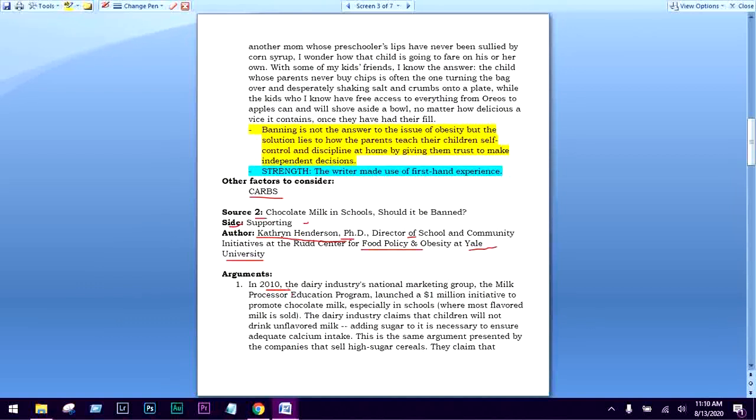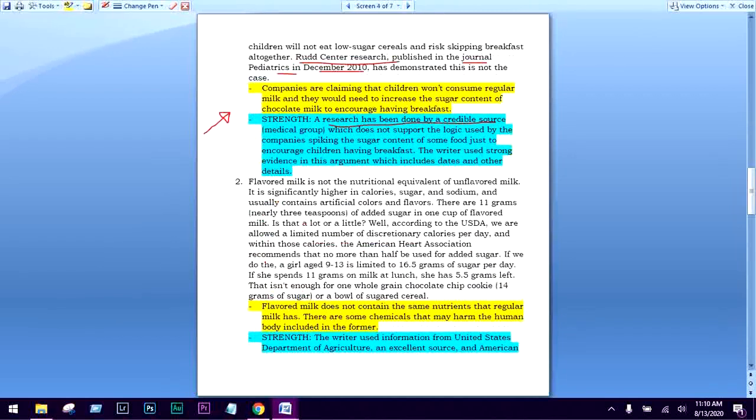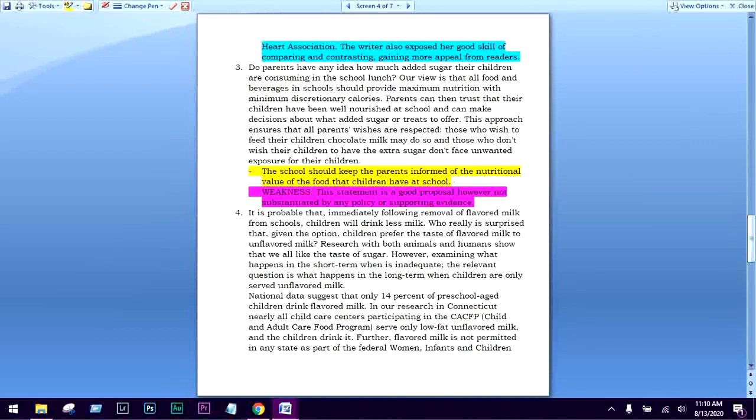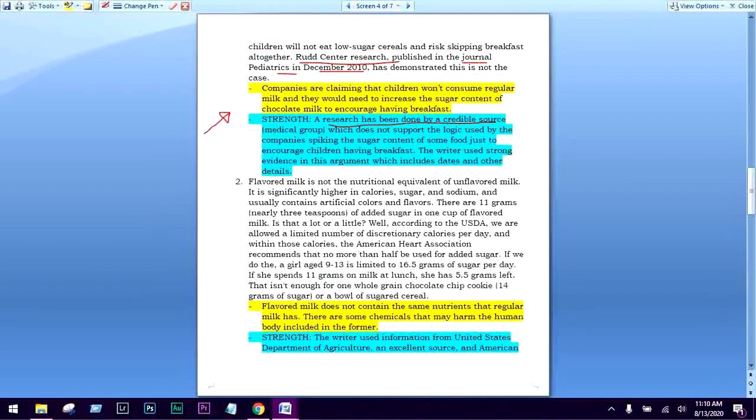It's really good. She's giving very specific details here. All right, and another argument that she made: flavored milk does not contain the same nutrients that regular milk has. There are some chemicals that may harm the human body included in the former, in the chocolate milk. So take a look at this.